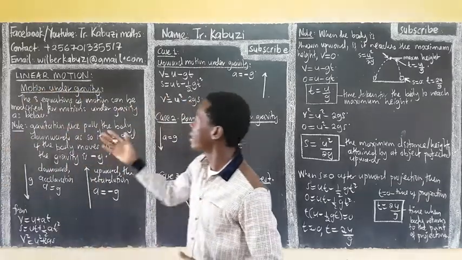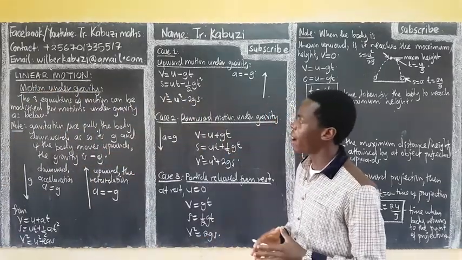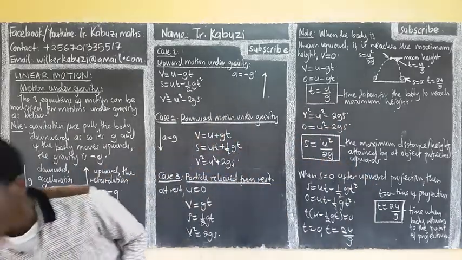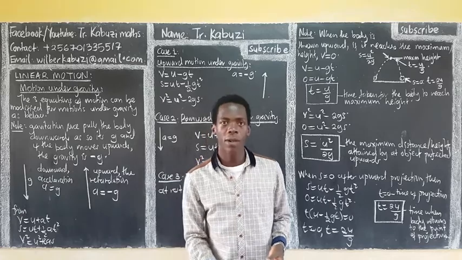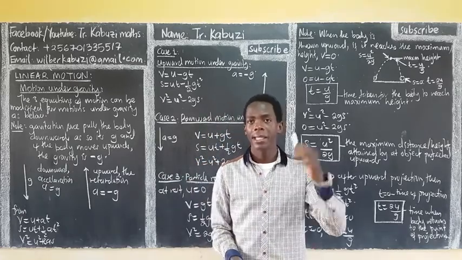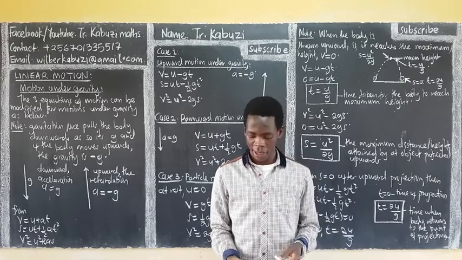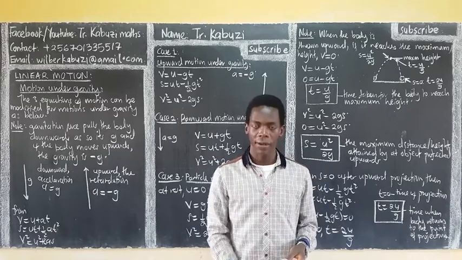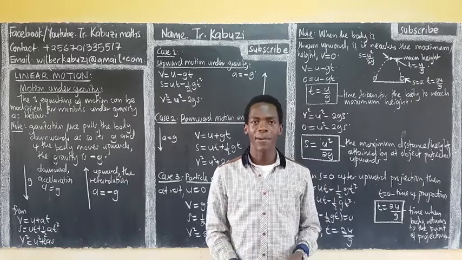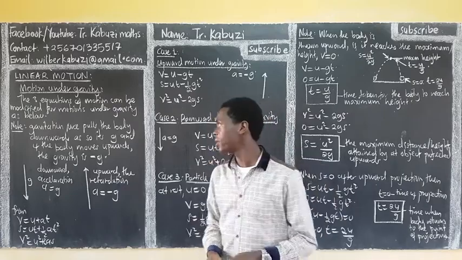Now members, let us see motion under gravity. This happens when, say, we push a body upwards. If I have this chalk and I throw it up, it starts moving in a linear motion, but it's acted upon by the gravitational force. So when I throw it upwards like this, something pulls it down, and in science we call that the gravitational force.